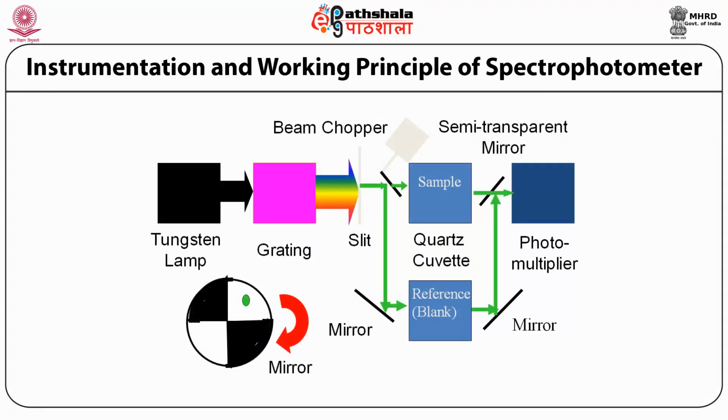The working principle. Instruments for measuring the absorption of UV visible radiation are made up of the following components. First is the source, which is a UV and visible light source. The wavelength selector, which is a monochromator. Sample containers, detectors, and signal processor and readout. Let us talk about the source, which is the UV and visible.